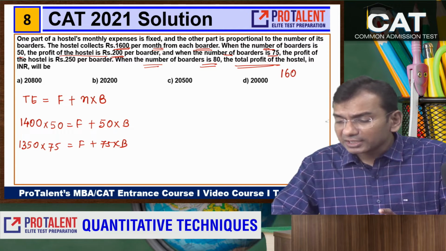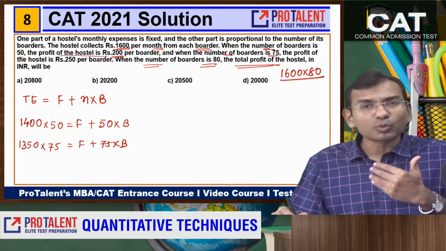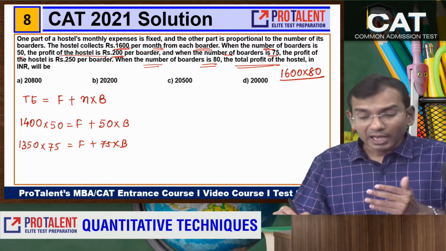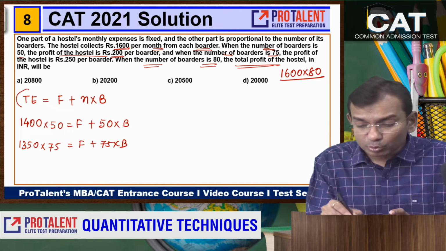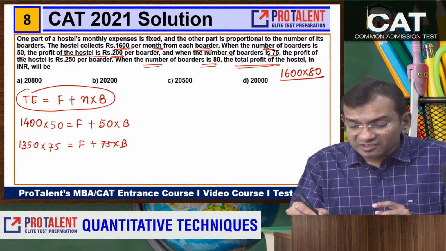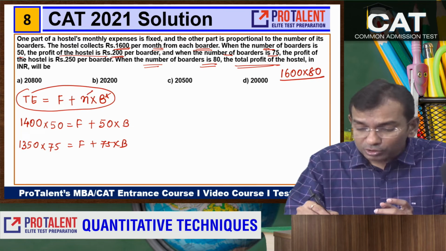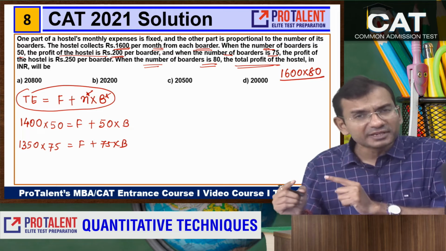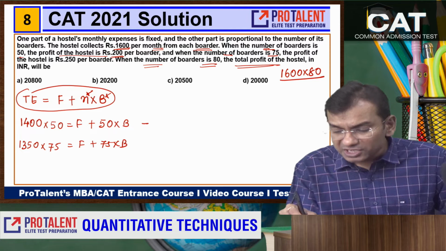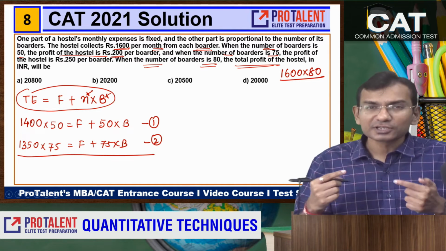Anyway, hostel collects 1600 into 80 rupees, ठीक है. So we will find out what is the total expense, we subtract from it and we get a total profit, ठीक है. How do we get total expense? We are going to get total expense by finding out what is the fixed value. We'll also find out what is the value of B, which is variable cost, ठीक है. And we know number of borders are 80, so therefore we will be in a position to find out what is my total expense, ठीक है. I have two equations, two variables, and therefore it becomes easy for us to find this.